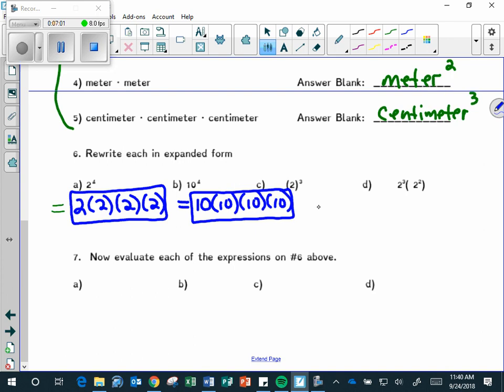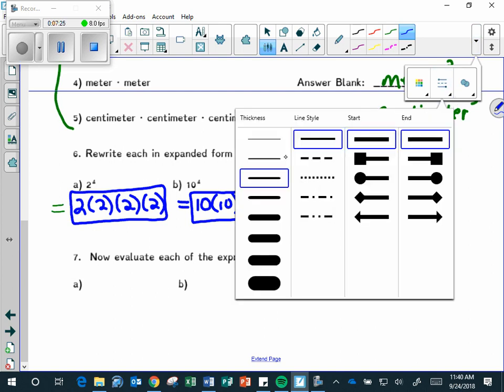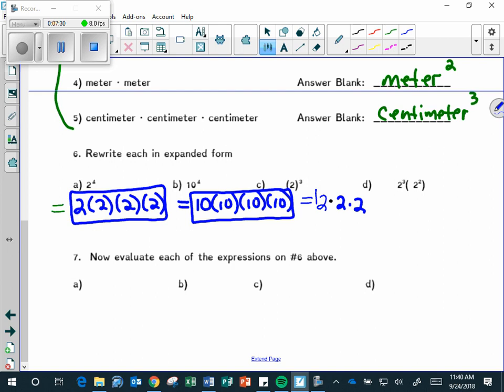Okay, so 2 to the third would be 2, and you could use the multiplication dot there if you prefer. So times 2 times 2. So there's my expanded form.